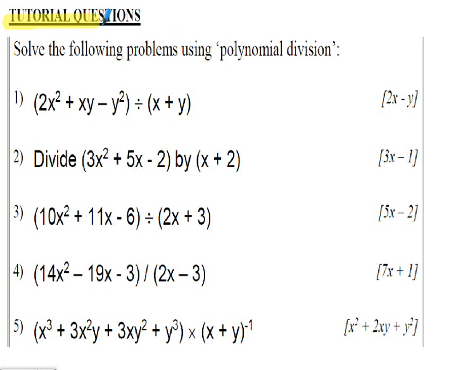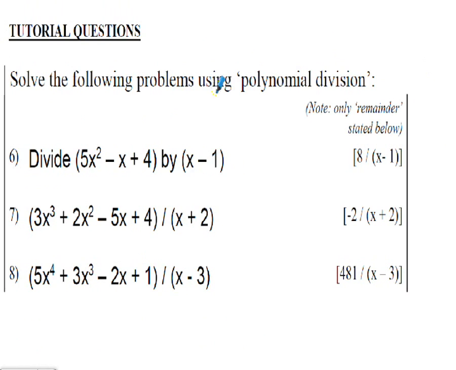Here are some tutorial questions I would strongly encourage you to attempt, all related to polynomial division. The answers are shown on the right hand side in the square brackets. Just note in question 5 that negative one simply means dividing by x plus y. That's a reciprocal index notation. The tutorial questions continued. Again, we're asked to solve the following problems with polynomial division, but only the remainder part is stated in the answer below.